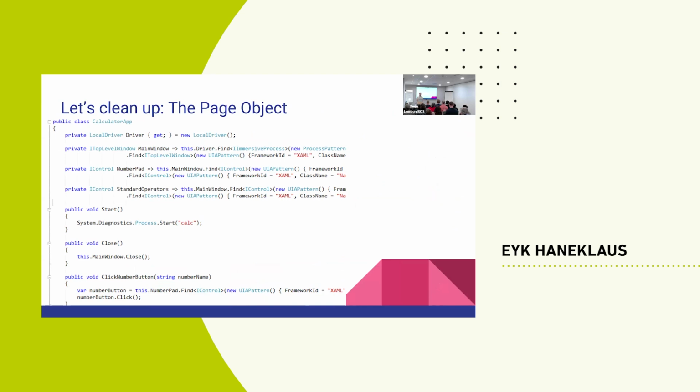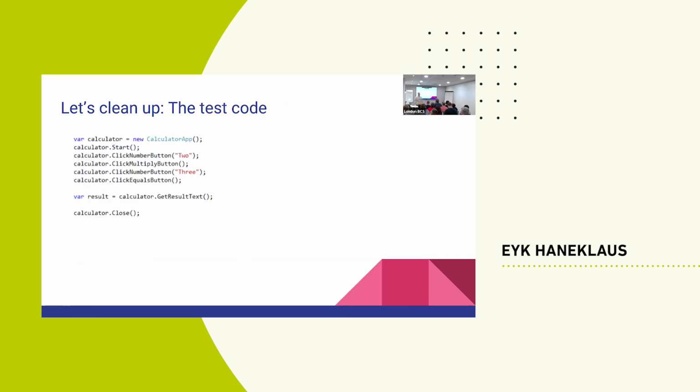I've created a page object from the code you have seen before. I've cut the code lines at the right side, that's not so important. Important is what you see here. There's a method to start the calculator, a method to close the calculator, and a method to find a button by its caption. So now the resulting test code would look like this. The calculator can be instantiated, the buttons are again clicked in the correct order, the result is retrieved and can be checked afterwards.